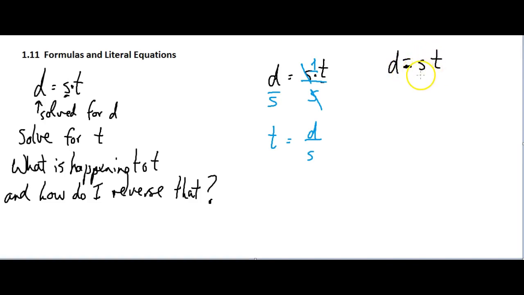What if I want to solve for s? What's happening to speed? Well, it's being multiplied by time. And in order to reverse that, we would need to divide by time. Divide by time. And so these cancel each other out, leaving speed equals distance over time. Now I've switched sides on the equal sign, but you don't have to do that. It's just because I like to have my literal number that I'm solved for on the left. But it really doesn't matter where it ends up. It's wherever you like it to be.